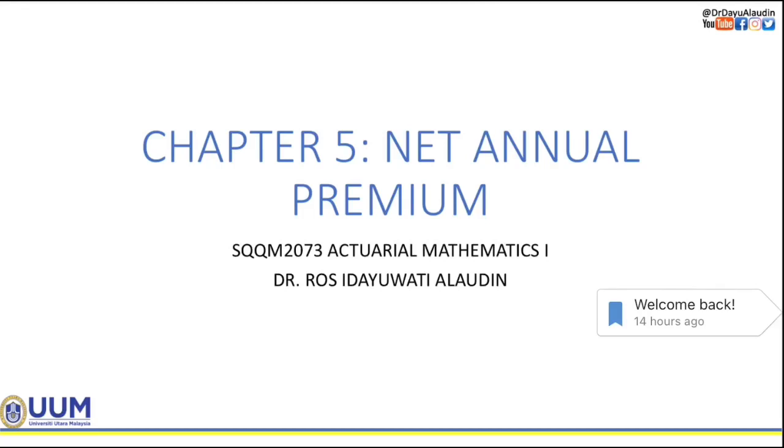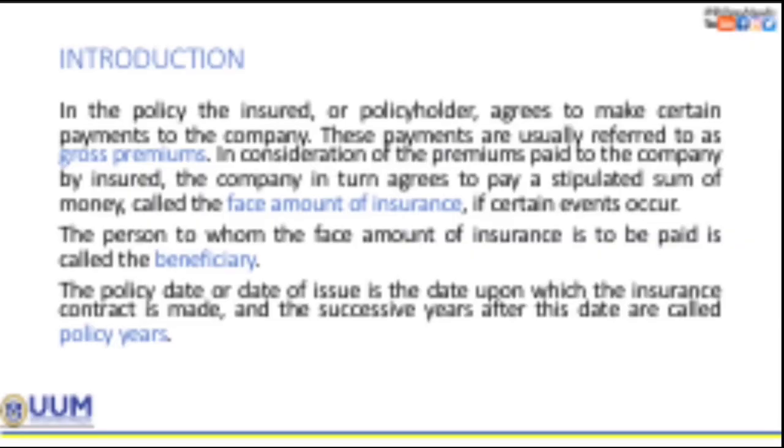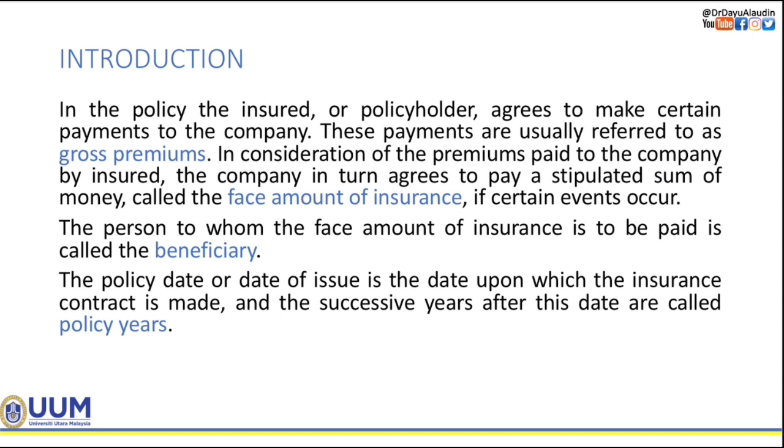Today we will learn about chapter 5, net annual premium. So what is premium? In the policy, the insured or policyholder agreed to make certain payments to the company. These payments are usually referred to as gross premium.